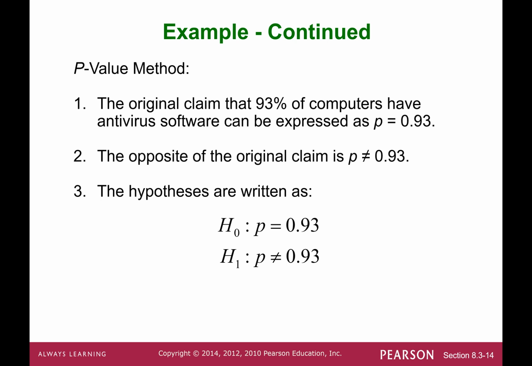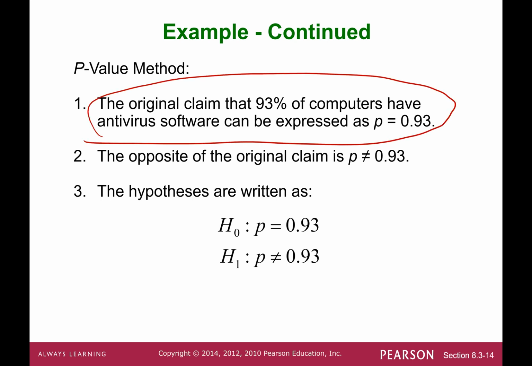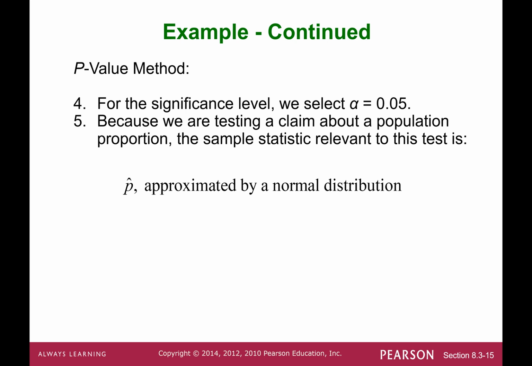Now using the p-value method, according to the last statement, we know that's a null hypothesis. So the alternate hypothesis would be the opposite. So that's how we set up the null and alternate hypothesis. Then for the p-value method, for significance level we select alpha equal to 0.05 because we are testing a claim about a population proportion. The sample statistic relevant to this test is p hat, approximated by the normal distribution.